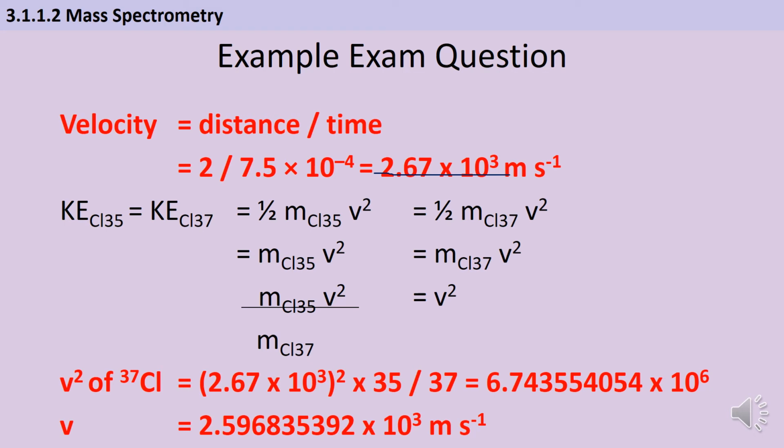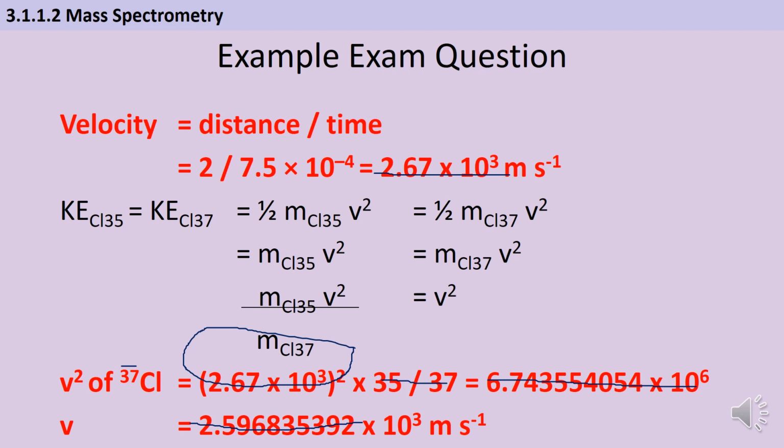So having worked out what the velocity of my 35 chlorine ion will be, I can square that down here, and then I can use the ratio of the masses of the two ions, 35 to 37, to work out what v squared of the chlorine 37 ion will be. And then I just square root that to get a final velocity of my 37 chlorine ion. And as expected, it's sort of the same order of magnitude, but slightly slower because it's a slightly bigger ion.